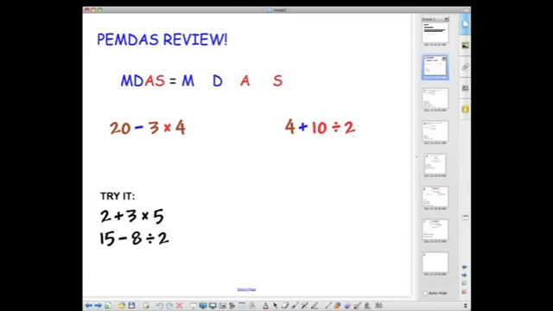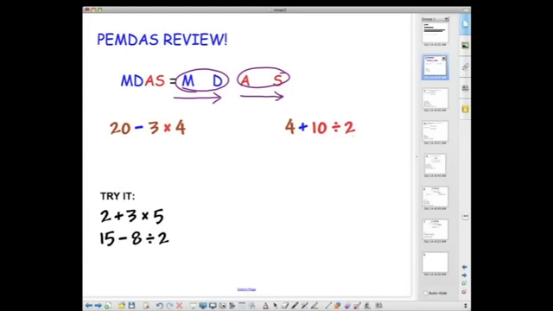Now in PEMDAS, multiplication and division always stick together. They're kind of on the same level. Some people assume that you do all the multiplication first and then all the division. It's not true. They're on the same level, so you do all of the multiplication and the division at the same time from left to right. The same goes for the addition and the subtraction. They're on the same level, so you're going to do all of them at once from left to right.